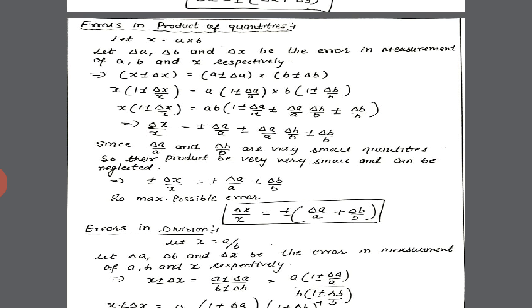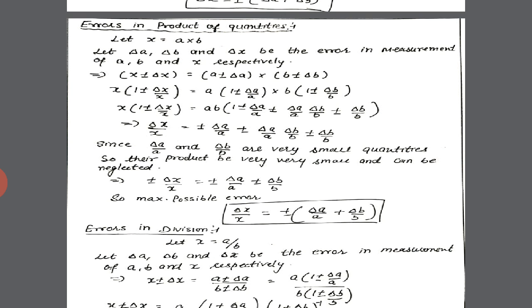Then the equation becomes like this: x (1 plus minus delta x upon x) is equal to ab (1 plus minus delta a upon a plus minus delta b upon b plus minus delta a delta b upon ab). Okay, 1 can be cancelled out from both sides. Delta x upon x equal to plus minus delta a upon a, and so on. These are simple mathematics derivations and you can easily do them without any problem.